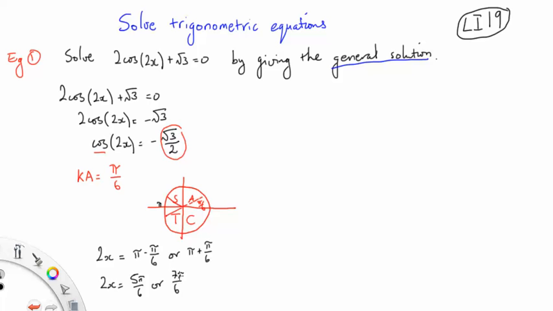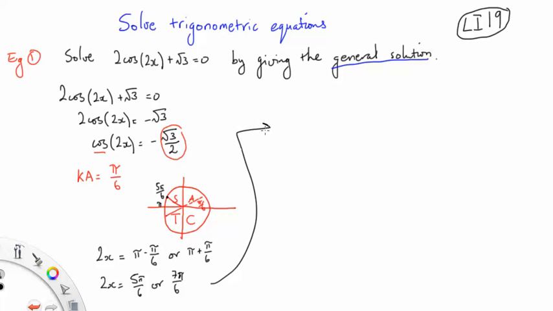Are we done? No, not at all. In fact, if we just stop there, that would be wrong, because we want the general solution. The general solution says that if you're at 5 pi on 6, you can go round as many times as you like to get that same solution. You can go around once, you can go around twice, you can go around again, you can go around backwards. In algebra, that's the same as saying adding or subtracting lots of 2 pi.